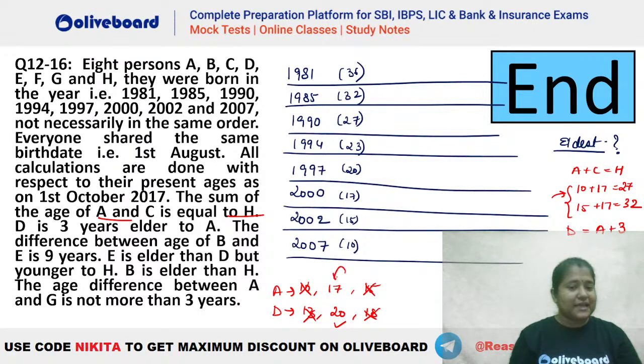So you can see that A has to be 17 years old, right? So A will be 17, that is a fixed information. That means D has to be 20, है ना? So this is absolutely fixed now. So A और D तो fix हो गए.